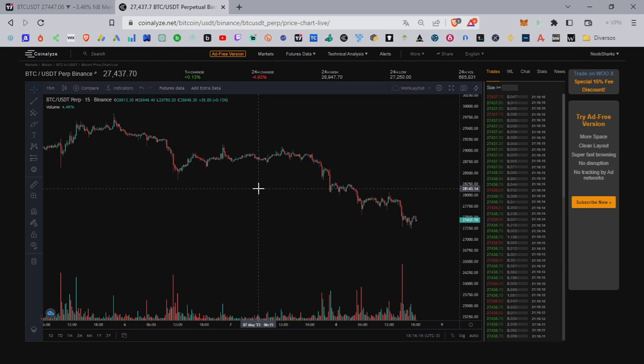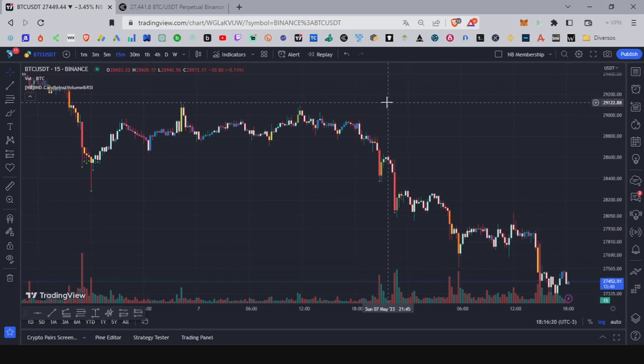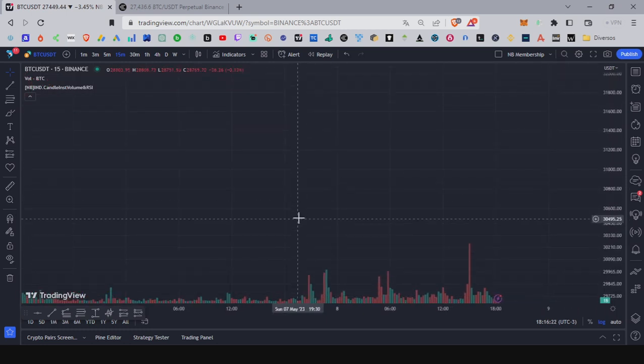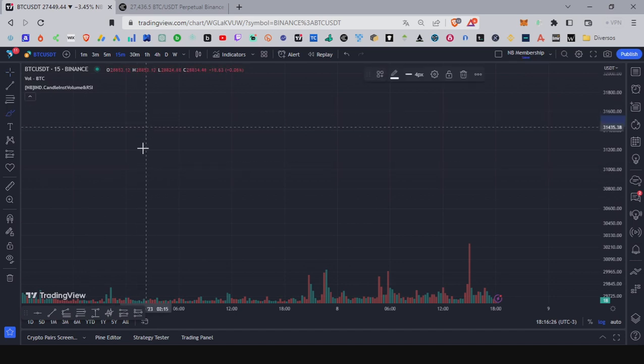It's really amazing, okay? So before we start, what is this long short ratio indicator? Let's think a little bit, okay? First, we want to open a long position, right? And let's say that we want to open a long position with $100, okay?